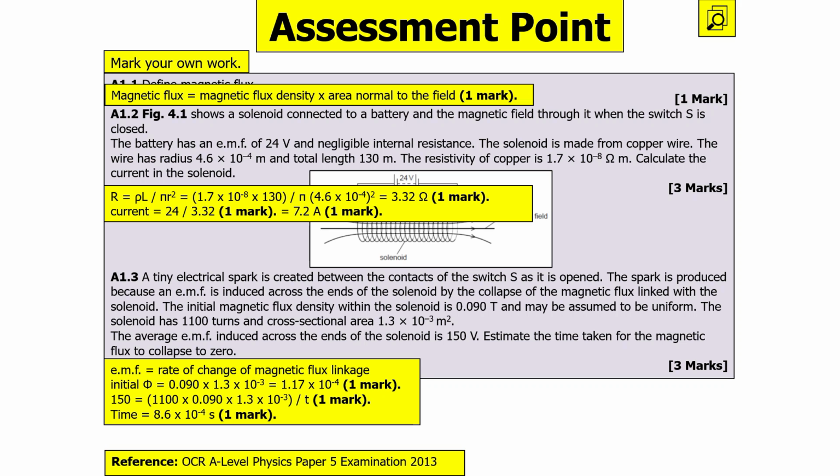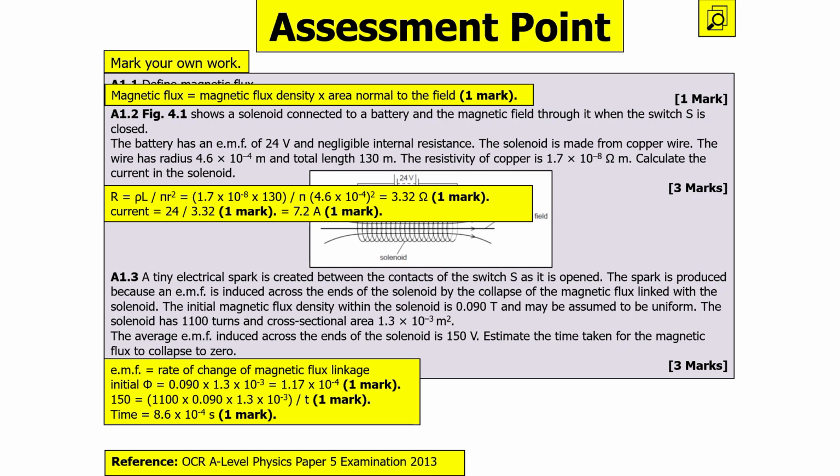We know EMF is equal to the rate of change in magnetic flux linkage, so our initial value of flux is equal to 0.090 times 1.3 times 10 to the minus 3, which is 1.17 times 10 to the minus 4. We can then say that the EMF produced is 150, so we can work out our change in magnetic flux by doing the number of turns N times the value we've just worked out over the time period. We can then rearrange it all and we get t to be equal to 8.6 times 10 to the minus 4 seconds.